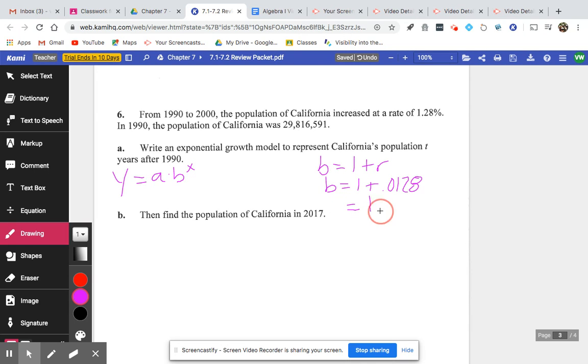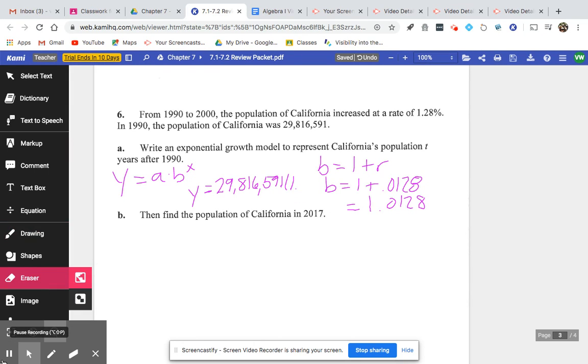And you should get 1.0128. So the equation that I want to use, or the model rather, will be, oh boy, I don't know if I'm going to have enough room to write this. I'm going to try my best. We got 29,816,591 times 1 point. You know what? I'm going to go ahead and erase this stuff.